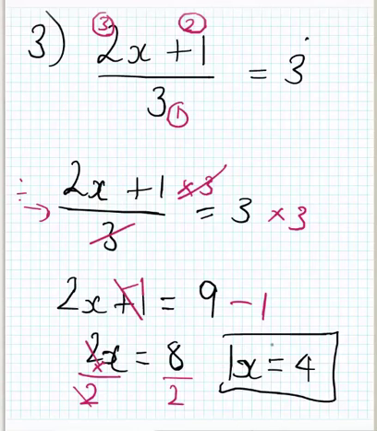And now let's do our check to make sure that we have the correct solution, the correct answer. If x is 4, so up here, if x is actually 4, we would have 2 times 4. And then let's see what we get. So 2 times 4 is 8, and then 8 plus 1 is 9, and then 9 divided by the 3 gives us 3. So yes, that is our correct answer.